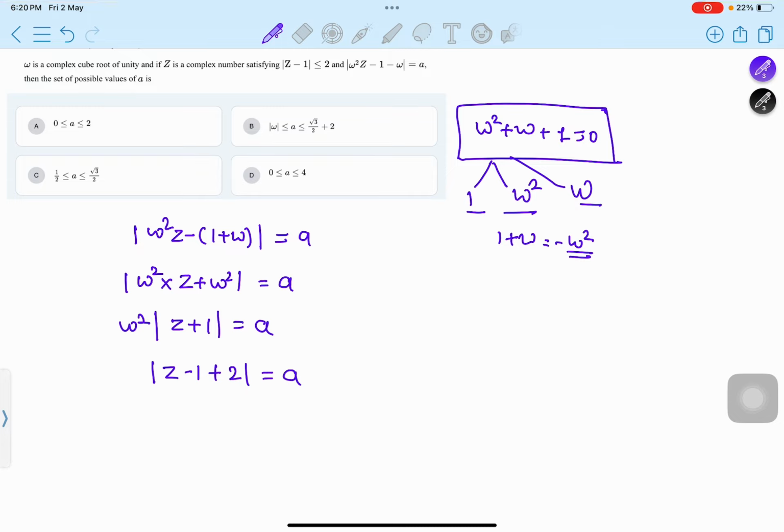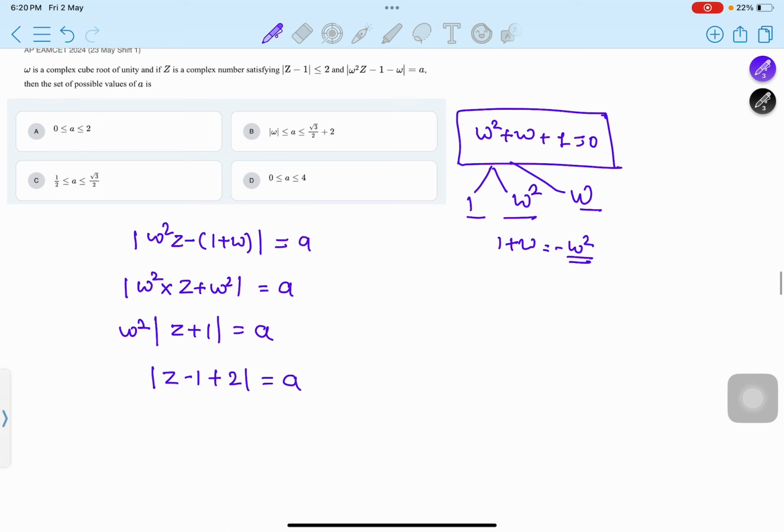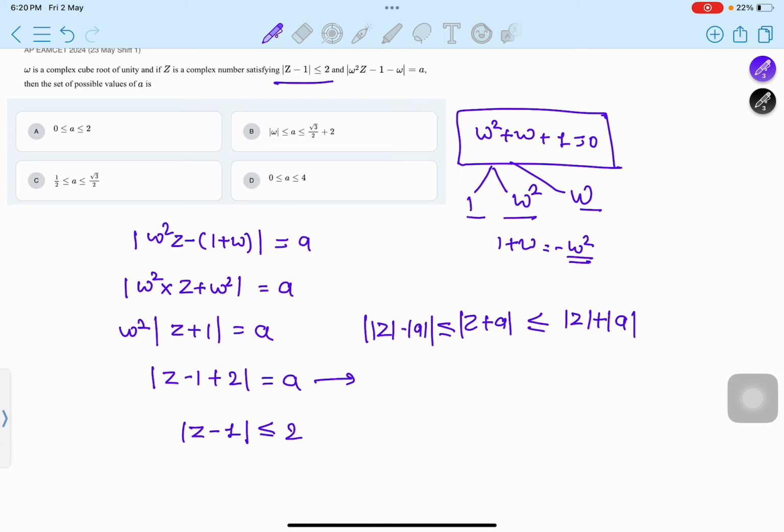So apply the condition |z − 1| ≤ 2 given in the question. How to apply it? Use this: |z + a| is less than or equal to |z| + |a|, the addition, and greater than or equal to |z| − |a|, the subtraction. You know that. Apply these conditions.